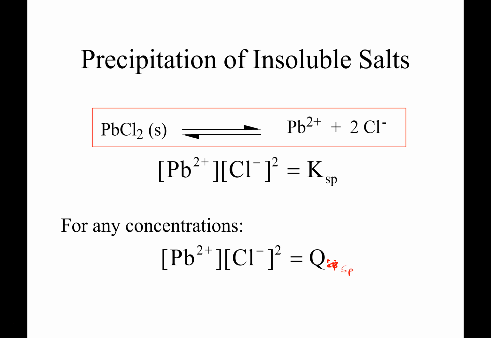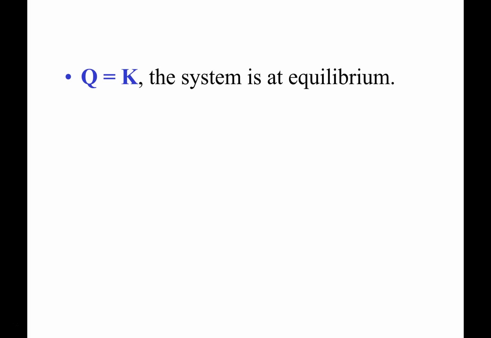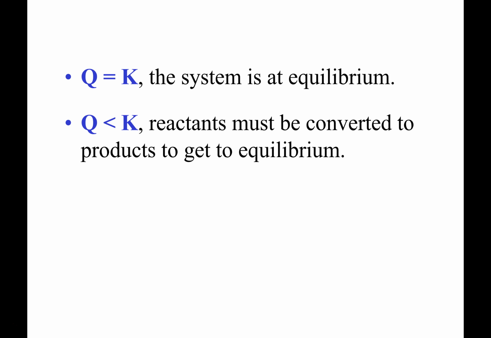Okay, so that's kind of our overall thing. Got a few steps to get to this point. So if they happen to be equal, you're right at the tilting point. If our QSP is equal to our KSP, which we were given, then we're right at equilibrium.